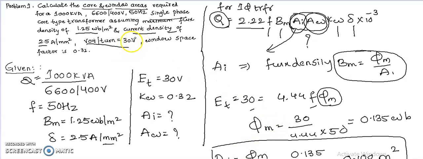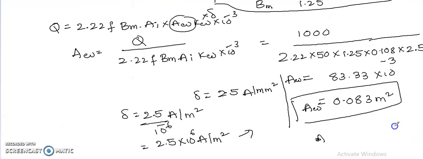So in this problem, data is given. They have asked to calculate core and window area. So first what we have done? We have taken the given data, we have noted down. After that, we have calculated the AI with the help of flux density, and AW we have calculated with the help of output equation. Understanding this one? Yes.